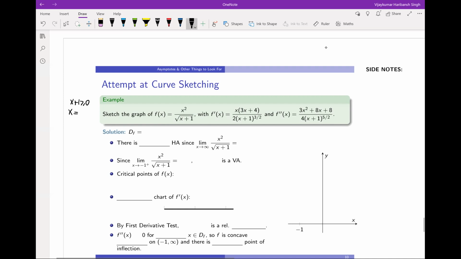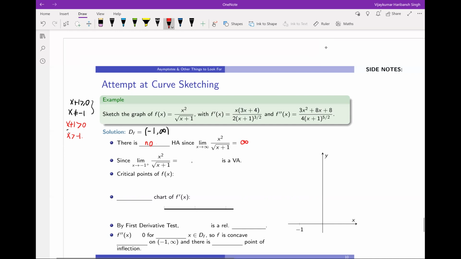And x is not equal to minus 1, because otherwise the denominator will become 0. So the domain is minus 1 to infinity, right? Because this leads to x plus 1 being greater than 0, which is the same as saying x is greater than minus 1. Now let's look at the limit as x goes to infinity of x squared upon square root of x plus 1, and you can check that this is going to be infinity, so there is no horizontal asymptote.